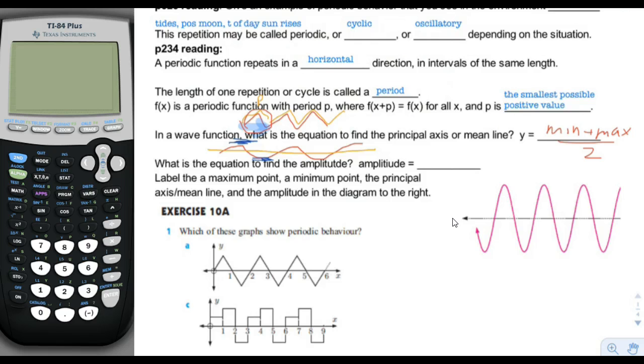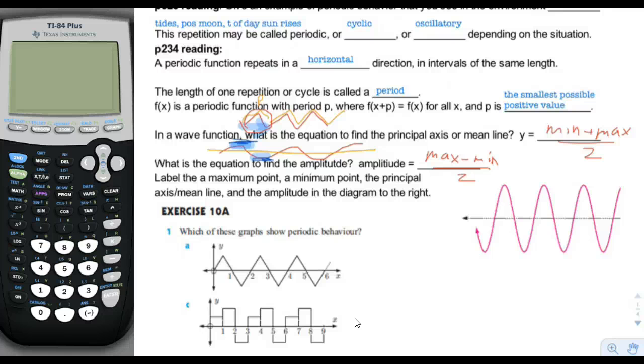What is the equation to find the amplitude? The amplitude is like the distance between the orange line in the middle and the blue line at the top. Or it could be between the orange line in the middle and the minimum value at the bottom. The easiest mathematical way to find it would be to take the maximum minus the minimum, and then to divide that difference by 2. That would give you that distance from the orange line to the top or the bottom.